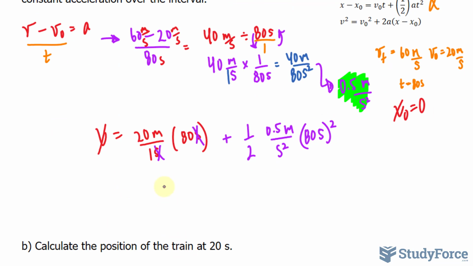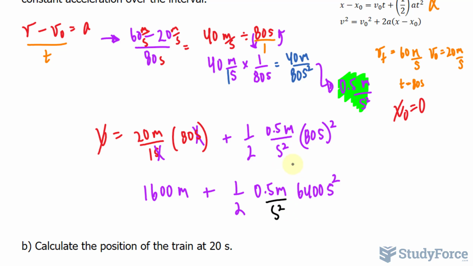Okay, let's start by multiplying these out. 20 times 80 is 1600 meters, plus half, and 80 seconds squared, that's the same thing as saying 6400 seconds squared, times 0.5 meters. And look how convenient this is.